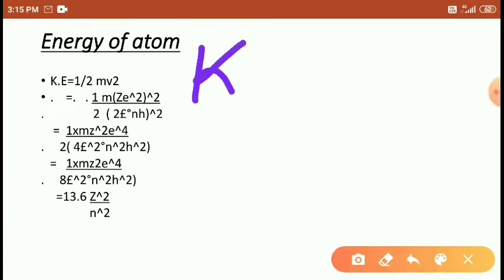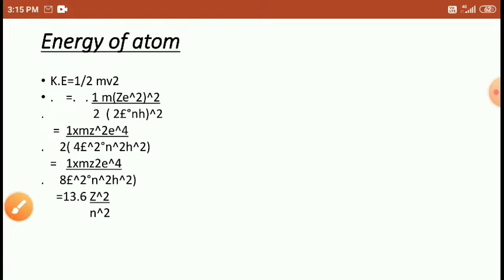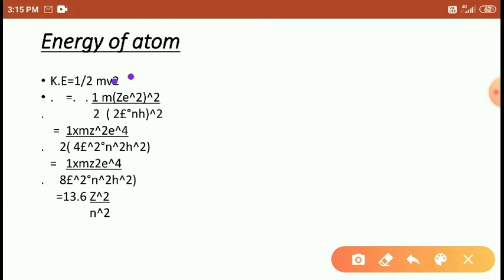Energy is calculated as KE equals half mv squared. K is equal to half mv squared, students. The kinetic energy formula, and we already found the velocity in the previous example. The half m, in place of v squared we substitute the velocity of the electrons, that is Z squared, whole squared, 2 pi epsilon naught, whole squared.